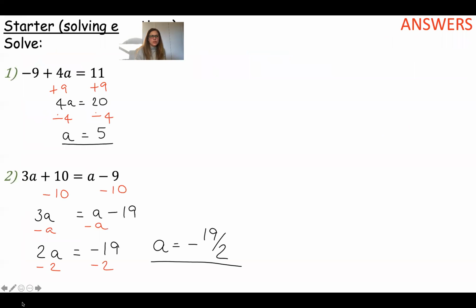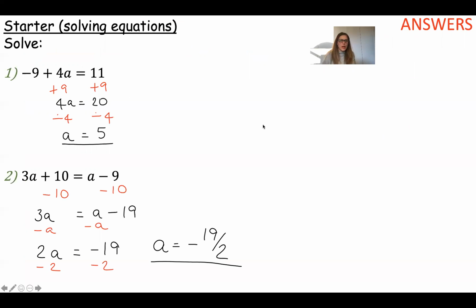Okay, question 1. We've got negative 9 plus 4a. We need to get the 4a on its own. So we need to add 9 to both sides. 4a equals 20. Finally, we need to divide. That should be a divide sign. It's not come up very clearly. Divide both sides by 4. a equals 5.